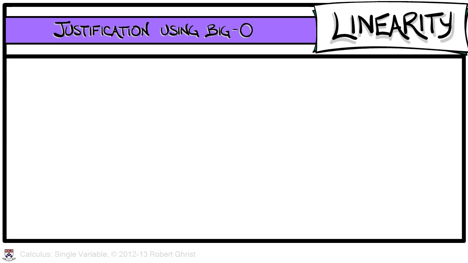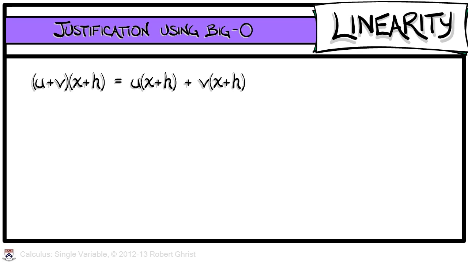To do a better justification, let's use our definition of the derivative as a first-order variation and employ the language of big O. First of all, u plus v evaluated at x plus h means what? Well, we take u evaluated at x plus h and add to it v evaluated at x plus h. Now, by our definition of the derivative of u, we know that the term on the left is u plus the derivative of u times h plus something in big O of h squared.